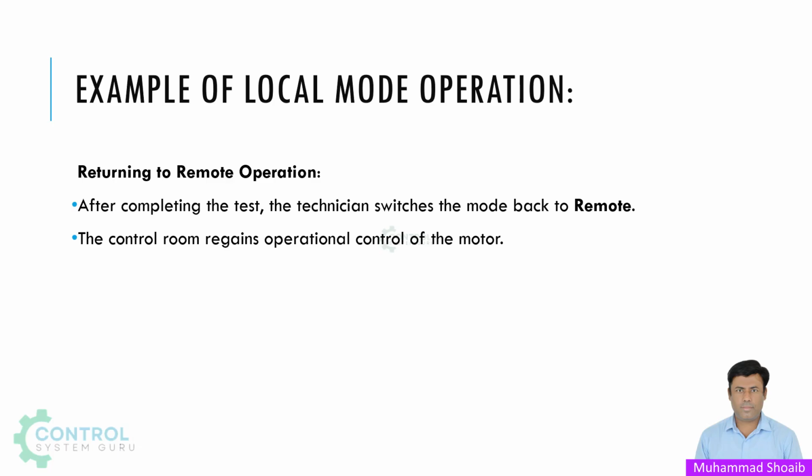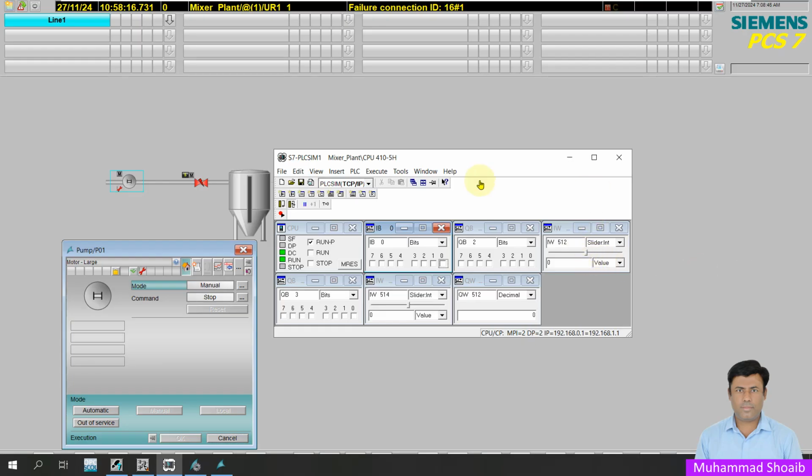So let's see what we will configure in the PCS7 in this tutorial. In this tutorial video, we will learn how we can configure a local mode in the PCS7. Suppose, as you can see, we have one motor block, and in our previous tutorial, we already configured this motor block. Now in this tutorial, once we turn on the signal from the field, the motor mode will shift to local mode and all other modes will become disabled.